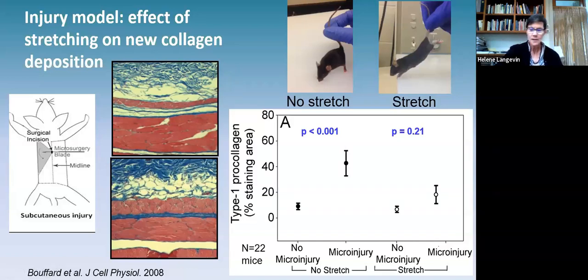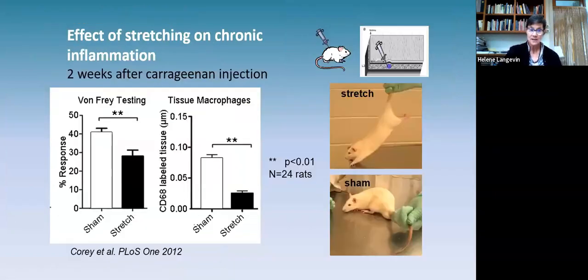So we were curious about whether, because scarring really happens in response to inflammation, right, in response to the injury, we next tested whether stretching could reduce inflammation as well in a different model. In this model, we injected a substance called carrageenan into the subcutaneous tissues of the back. This is a substance that is in some food additives, like yogurt, for example. But if you inject it subcutaneously, it causes inflammation that can last up to 10 weeks.